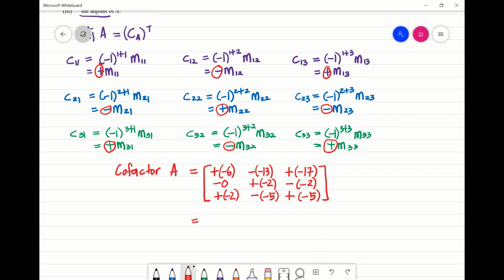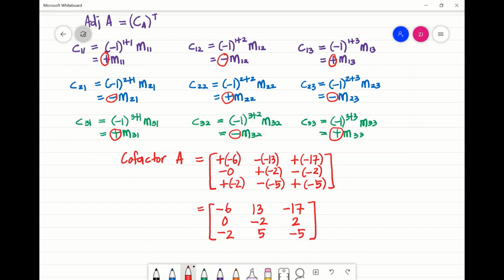Okay, then we simplify everything here. So you will have negative 6, 13, negative 17, 0, negative 2, positive 2, negative 2, positive 5, and lastly negative 5. So this is the cofactor matrix of A.